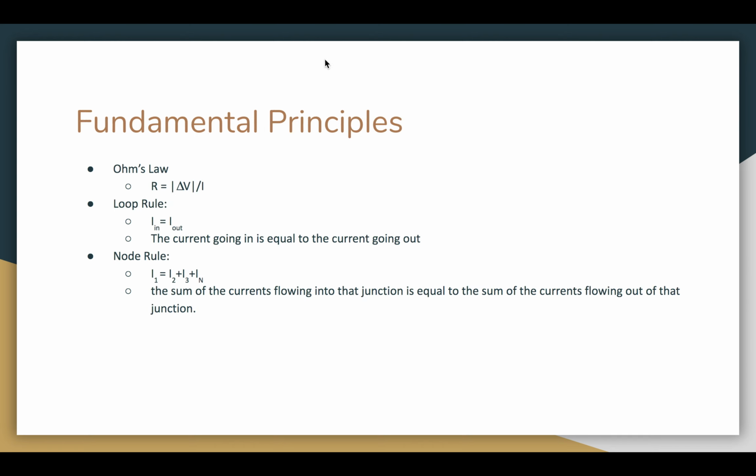So the fundamental principles were Ohm's law, loop rule, and node rule. Loop rule stating that the current going in is equal to the current going out, and node rule where the sum of the currents flowing into that junction is equal to the sum of the currents flowing out of that junction.